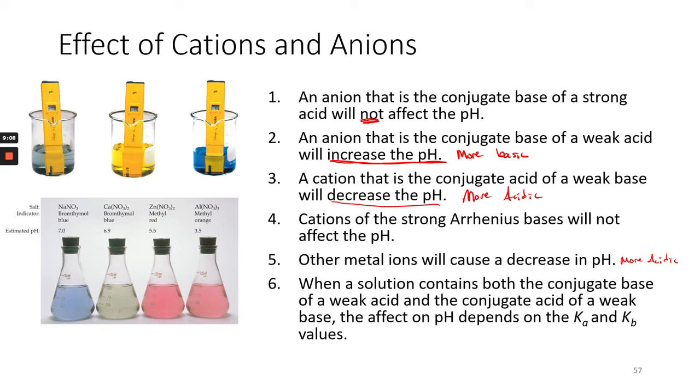When a solution contains both the conjugate base of a weak acid and the conjugate acid of a weak base, the effect on the pH will depend on Ka and Kb. If Ka is greater than Kb, it will be acidic. If Kb is greater than Ka, it will be basic.